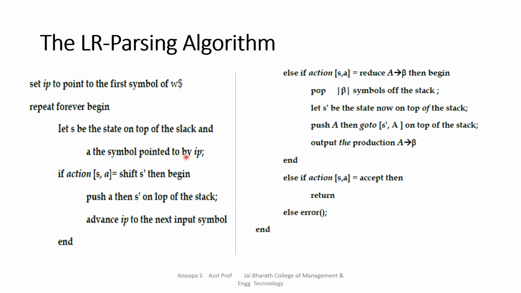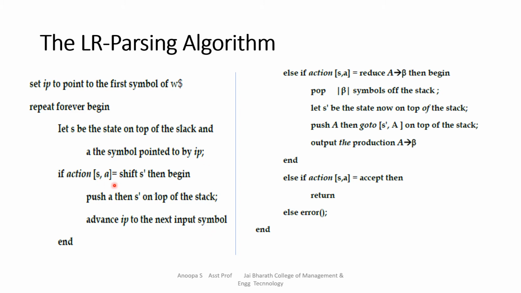Now the stack top consists of the state S and the input symbol is A. Then we have to consult the parsing table. If action[S, A] equals shift S', that is, we have shift S' in the parsing table, then we have to push A, then S' on top of the stack. Then advance IP to the next input symbol.